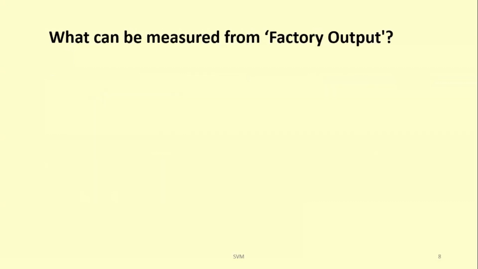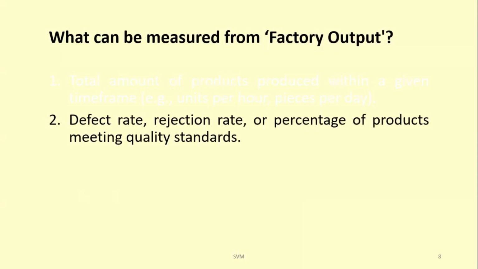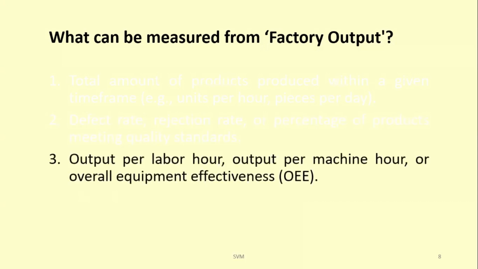Next title is factory output. What all can be measured from factory output? First one, the total amount of products produced within a given time frame, for example, units per hour, pieces per day, can be measured. Defect rate, rejection rate, or percentage of products meeting quality standards can be measured. Output per labor hour, output per machine hour, or overall equipment effectiveness can be measured.